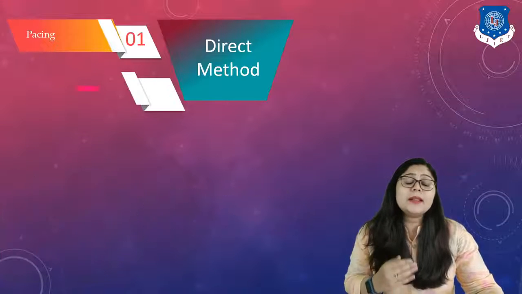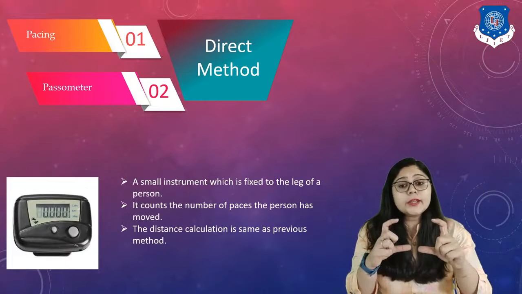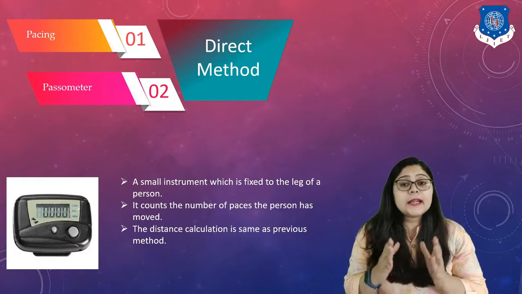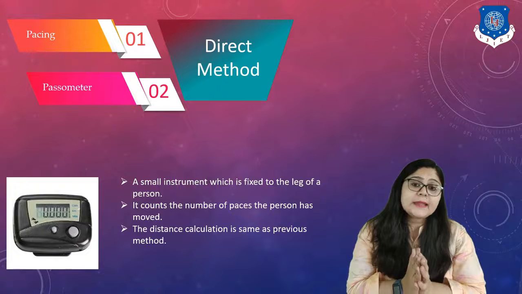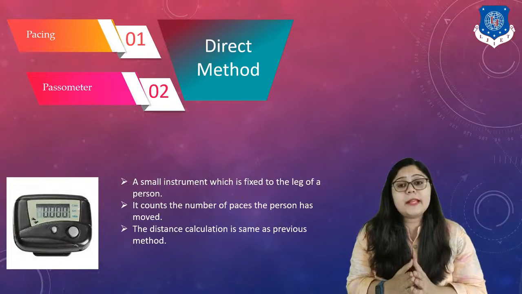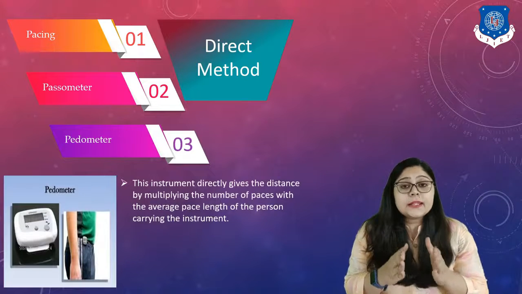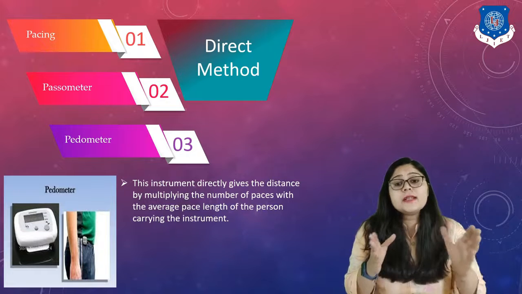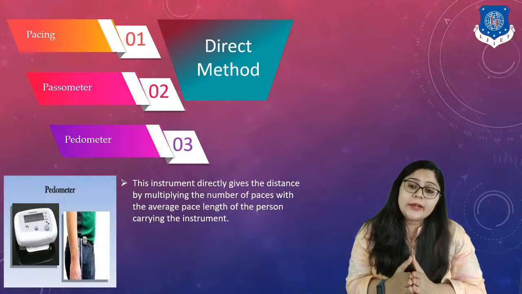Now the second method is the pacometer. It means a small instrument which is fixed to the leg of a person. It counts the number of paces the person has moved. The distance calculated is the same as in the previous method. Next is the pedometer. It means the instrument directly gives the distance by multiplying the number of paces with the average pace length of the person carrying the instrument, right?